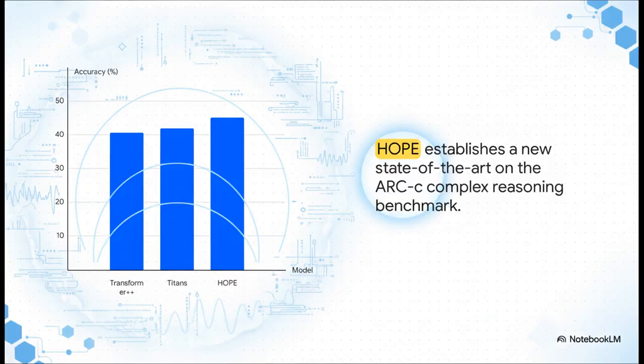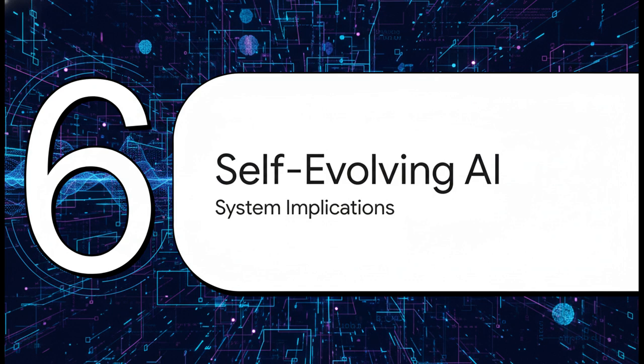This chart just visualizes that key reasoning metric. You can see Hope establishing a new state-of-the-art on this benchmark. And this really demonstrates that the multi-frequency architecture doesn't just make things more efficient, it actually improves the core reasoning capability of the model. Finally, let's zoom out and analyze the long-term system implications.